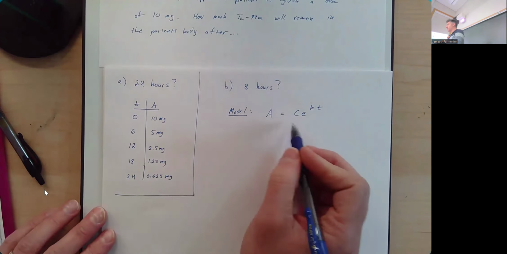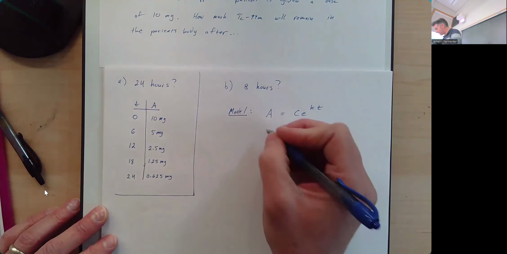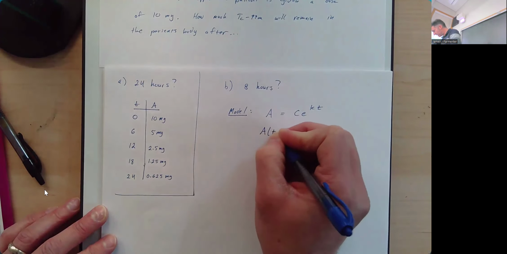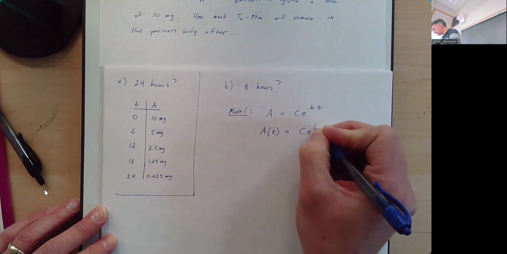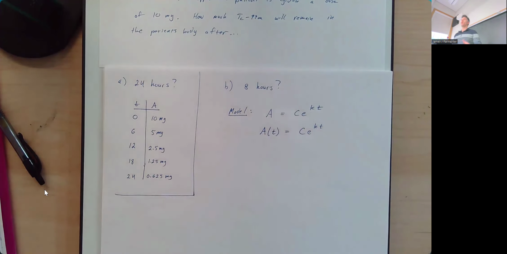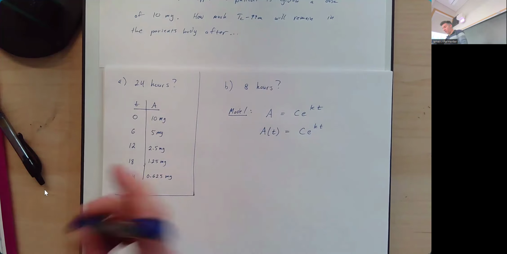You might see people write it like this. You might also see people write it as A of T equals C e to the K T, just to more strongly emphasize the functional relationship we have here, that the amount of stuff we have depends on what time it is. So we're going to use our data points.